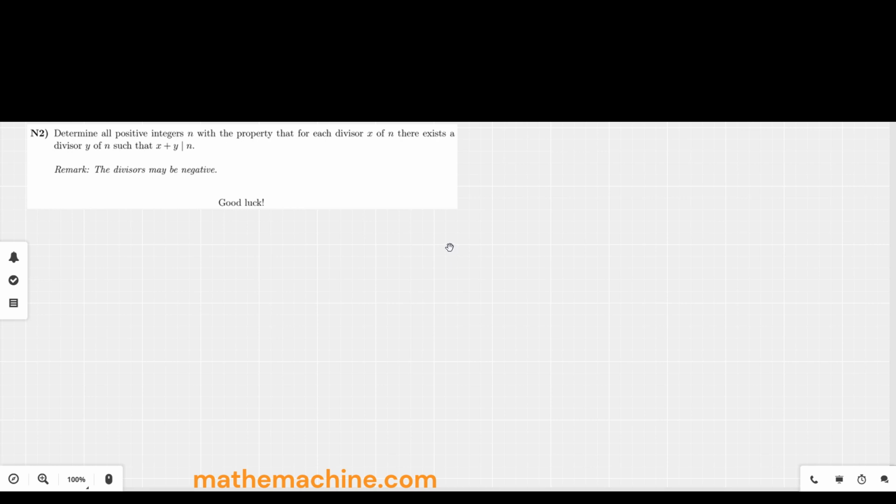My friends, we are talking about Swiss Mathematical Olympiad 2024 second round task N2. Why N? Because it is about number theory.